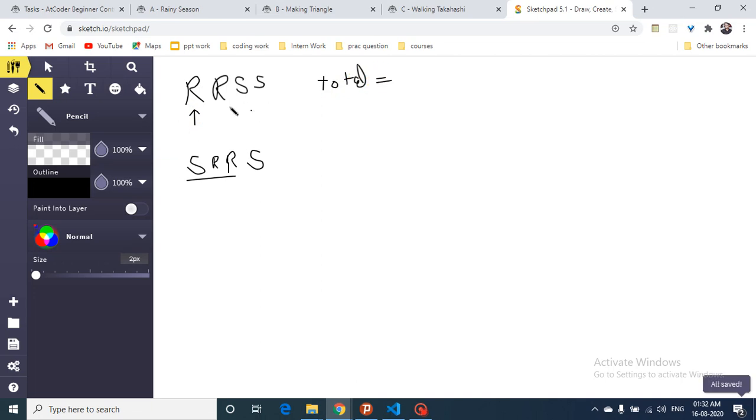This method can be used for a string of length n also. This is a string of length 3, but you can extend this logic for a string of length n also. So what you can do here is start from left to right. If it is an R, increment the total. Now move to this point, it is an R, increment the total to 2. It is an S. So now the consecutive R's have finished because this is an S. So the total consecutive R's we have seen is 2.